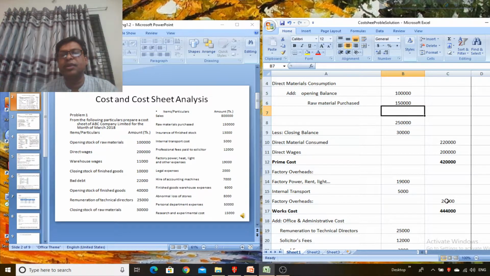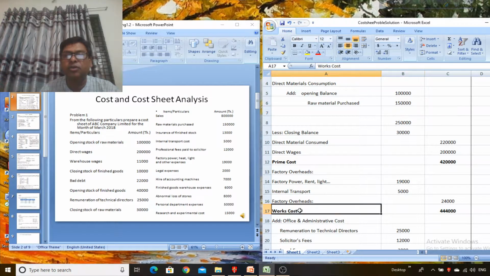These two segments will report the works cost or factory cost. So the factory cost, or works cost, we can write here, will be 4,44,000 taka.